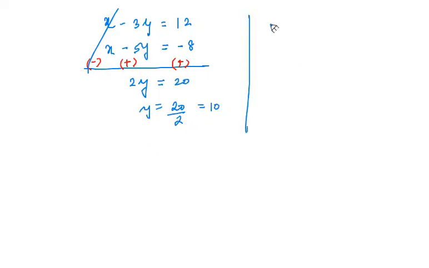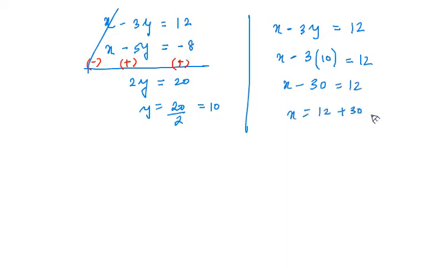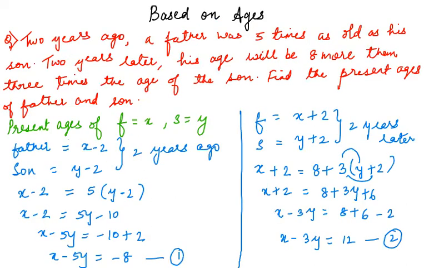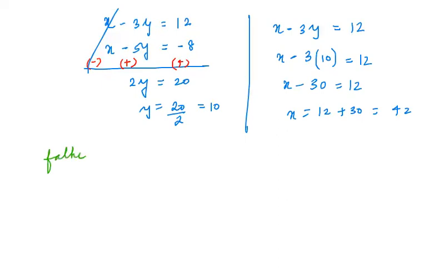Now to find X, we can substitute in any of the equations. Let us take X minus 3Y equal to 12. So X minus 3 into Y, which is 10, equals 12. So X minus 30 is equal to 12. X equals 12 plus 30, which is 42. So finally, X is nothing but the present age of father. So father is 42 years and son is 10 years old.